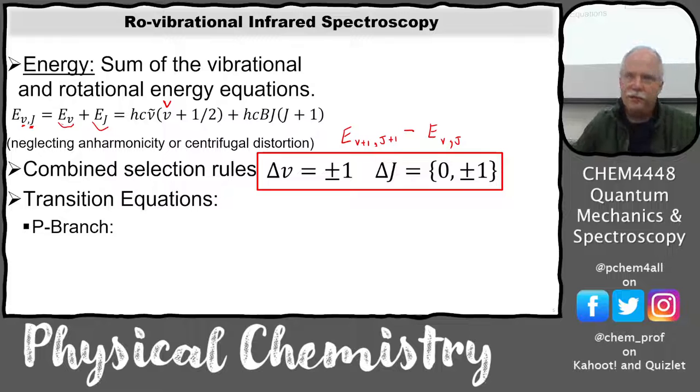Let me just reemphasize. You have the energy equation, which gives you the equation for the levels. What does the transition equation give you? It's in the name. It's the frequencies of the transitions, right? So the transition equation is the horizontal axis of the spectrum. So it's actually what you measure. And that was the last question on the last test.